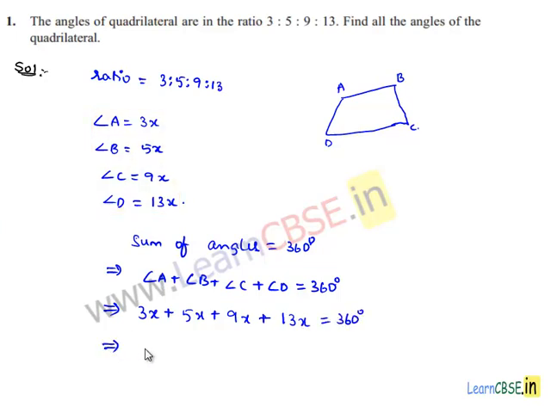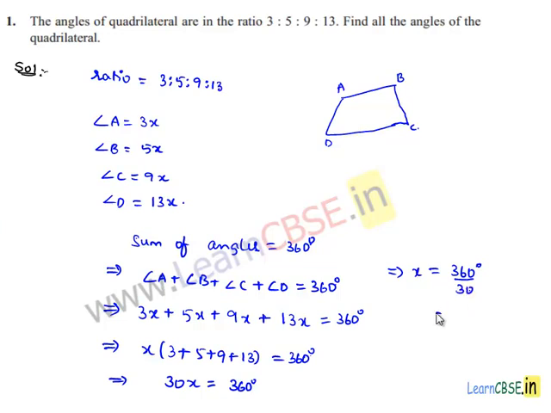That implies, let us take x common here, then we get in bracket 3 plus 5 plus 9 plus 13 is equal to 360 degrees, which implies 3 plus 5 is 8 and 8 plus 9 is 17 and 17 plus 13 is 30. So that will be 30x is equal to 360 degrees, which implies now by transposing 30 to the right hand side we get x is equal to 360 degrees by 30, and 30 goes in 360 12 times, so we got here x is equal to 12 degrees.